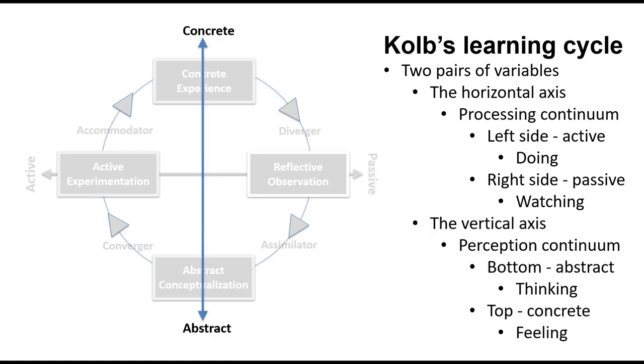The vertical axis, called the perception continuum axis, deals with our emotional responses. At the bottom of the axis, we have an abstract approach, we are thinking. At the top of the axis, we have a concrete approach, we are feeling.